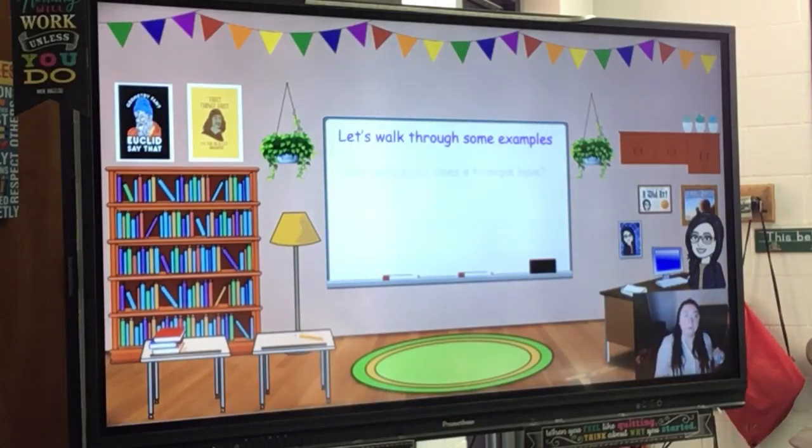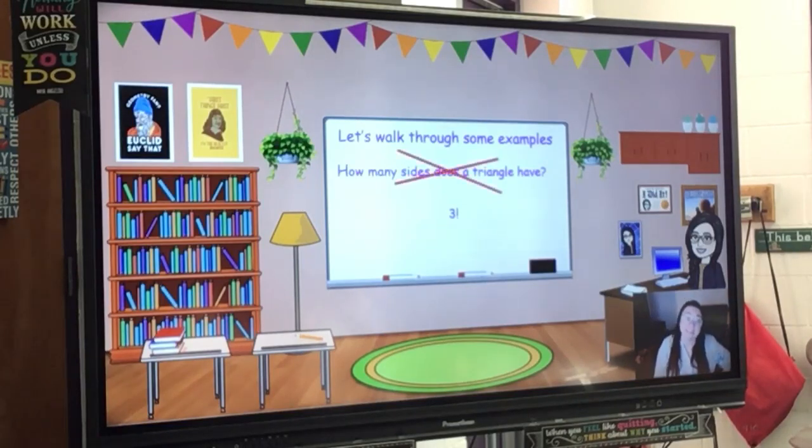A couple more. How many sides does a triangle have? Hopefully you're shouting out to me, 3. There are 3 sides to a triangle, and that's it. If it has 4 sides, it is not a triangle. If it has 2 sides, well, it's not even a shape. So this is not a statistical question. One last one.